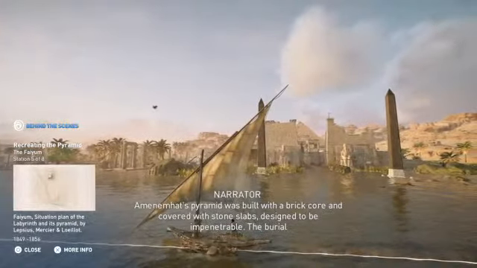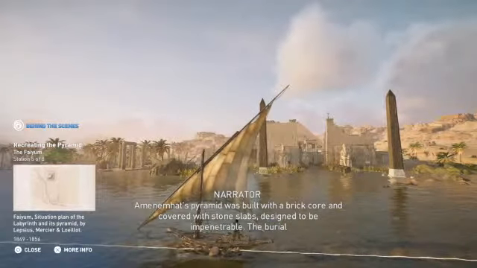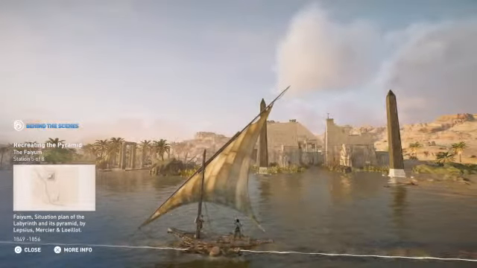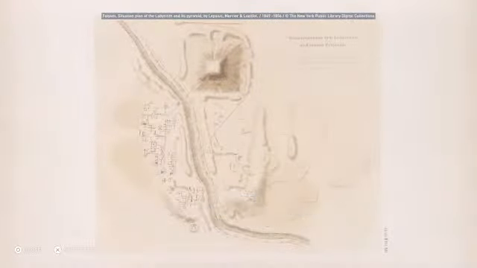It was built with a brick core and covered with stone slabs, designed to be impenetrable. The burial chamber, made out of a single block of sandstone, is unique in its design. Richard Lepsius and Flinders Petrie both explored the pyramid site, measuring 385 meters by 158 meters, and identified it as the location of the labyrinth.